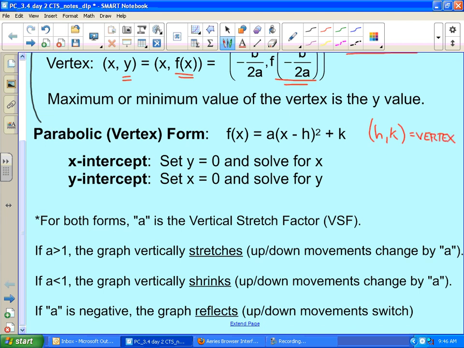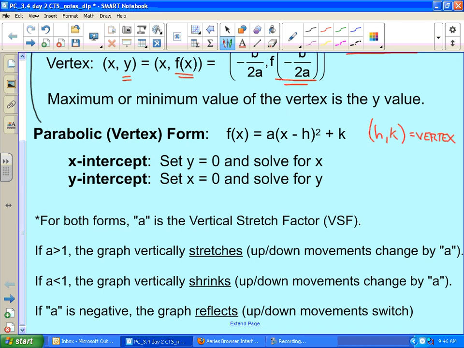That is my vertex. Now notice, though, that it's not negative h, positive k. It's the opposite of what you see. So if that was (x − 4)² + 7, then my h would be 4 and my k would be 7.